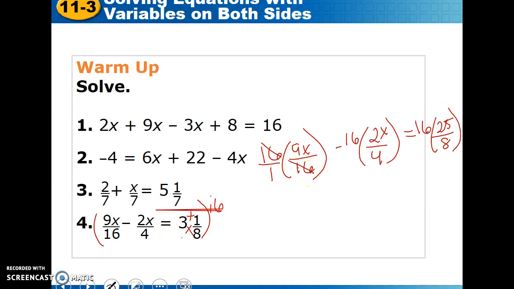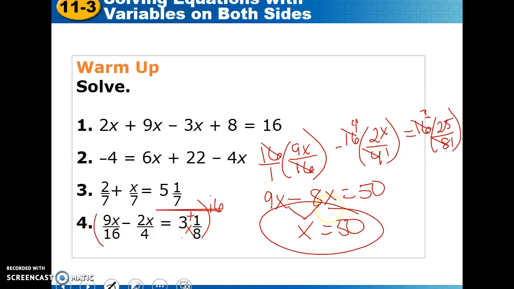These become 1, so that's just 9x minus, simplifying this, I can divide them both by 4, so that becomes 1, and this becomes 4. 4 times 2 is 8x equaling, okay, 16 and 8, can divide them both by 8, left with 1, and that's 2. So 2 times 25 is 50. Combine like terms. 9x minus 8x, that's just 1x equals 50. So this should have been your answer for number 4.